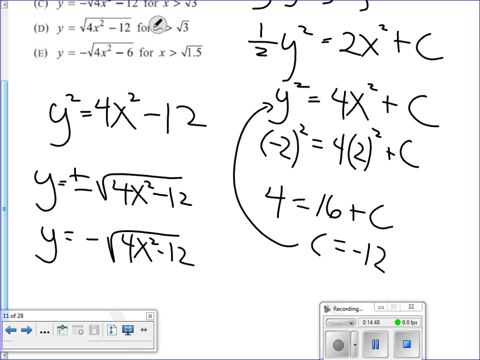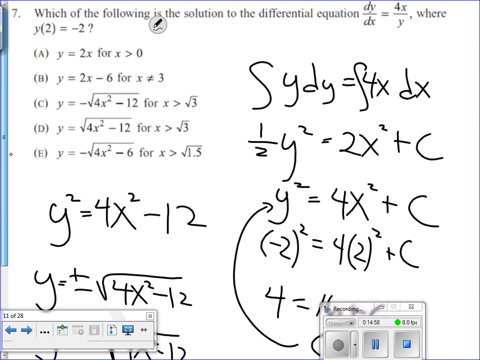If y of 2 is positive 5, you take the positive square root. The thing with solutions to differential equations, they can't cross any value that makes the denominator of the differential equation 0. So my solution can't cross the line y equals 0. So it's either above it or below it. And that's, with a given point, how you decide which side you're picking.